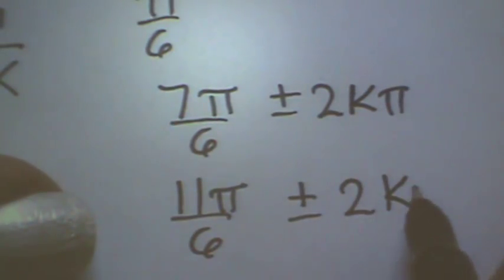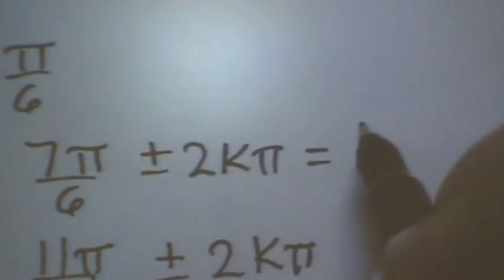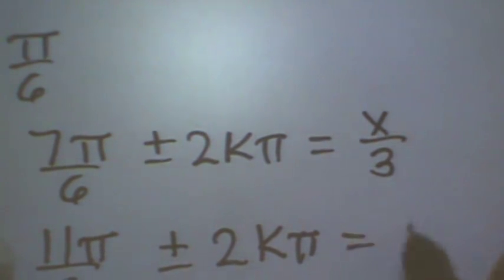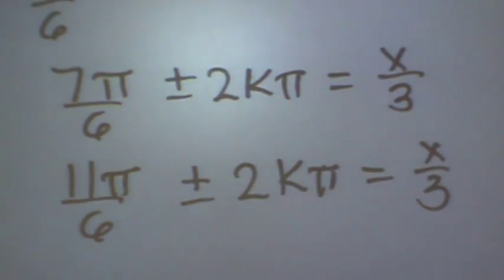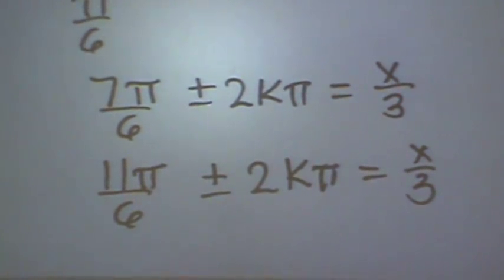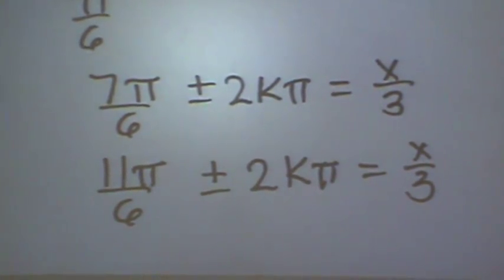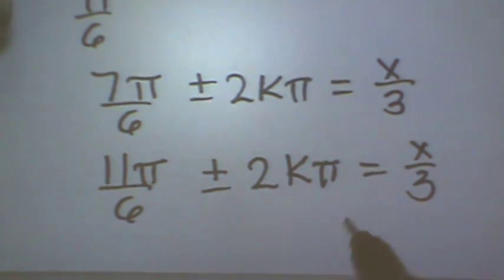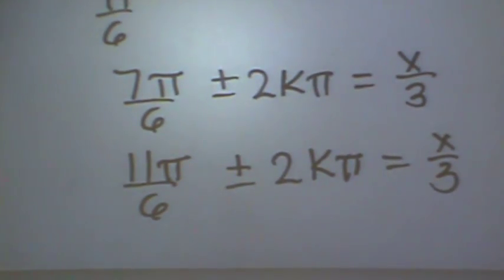But this is not a 1x problem, right? It's x over 3. So you're going to set this equal to x over 3. Now, what are you going to do here? Multiply everything by 3. If you were to multiply each of these by 3, can you give me the 2 answers?